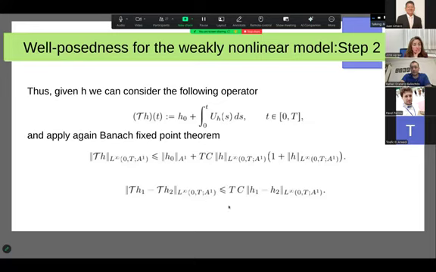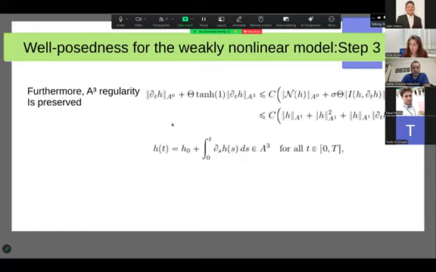And again, we can find this estimate right here, and if we find this estimate, now it's a matter of capital T being small enough. Then if capital T is small enough, we find a fixed point, and a fixed point is a mild solution of our problem.